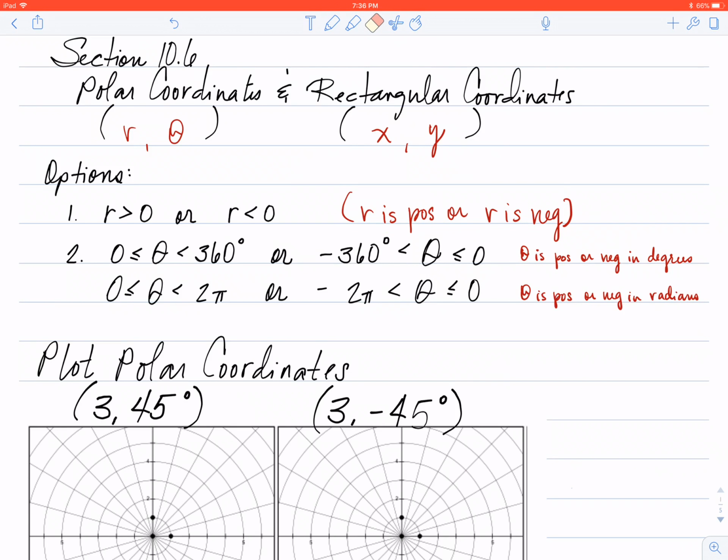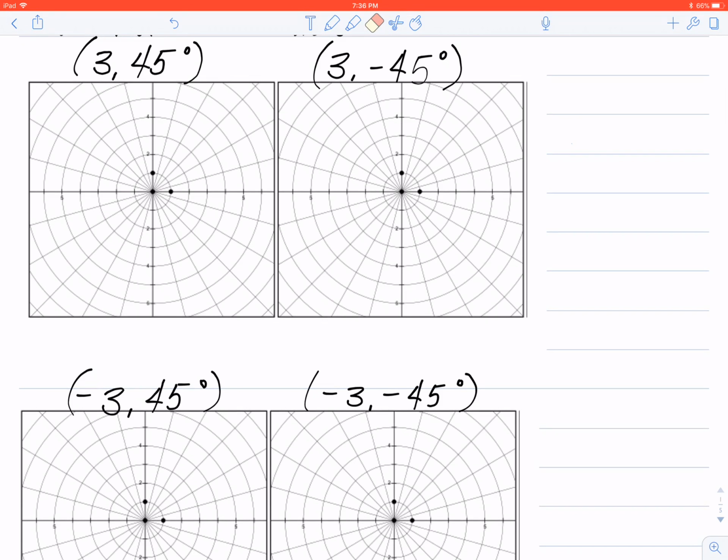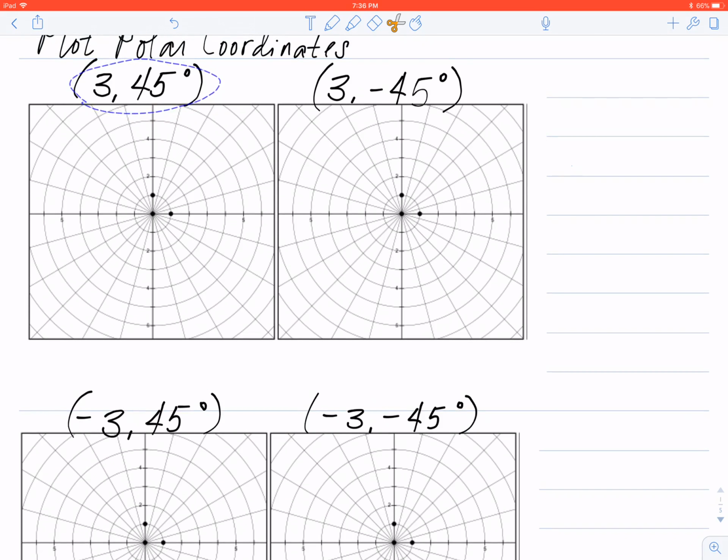So I have several different choices then for my coordinates. You'll even notice here, I'm not going to show you how to graph these, but take a look at the different coordinates. Here I have a positive radius and I have a positive theta, a positive angle. Here I have a positive radius but a negative angle. In this third one, I have a negative radius. You don't know what that means yet, but I'll show you in class. But I have a positive angle. And then my last example, I have a negative radius and a negative angle. And notice that all the angles are in degrees.